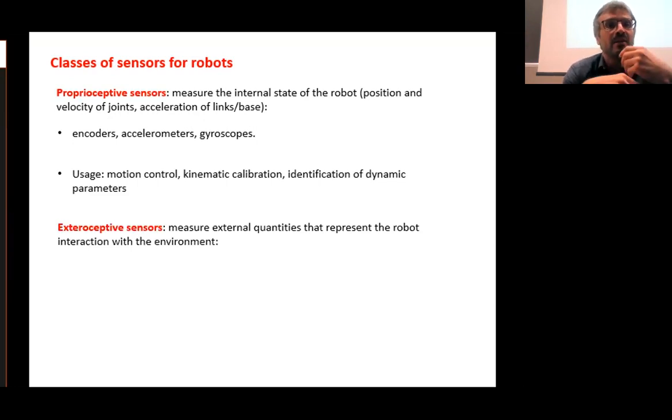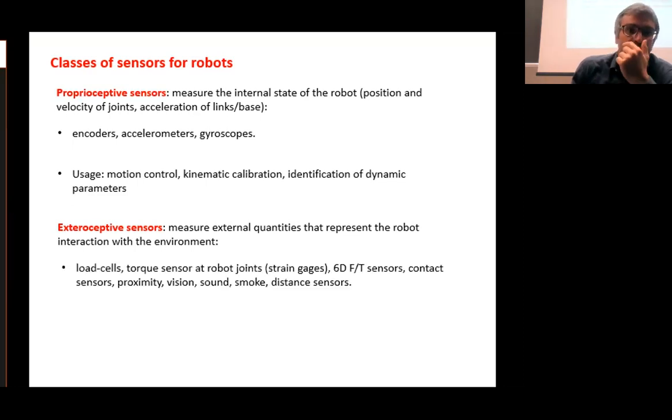Exteroceptive sensors instead measure quantities external to the robot that represent the interaction with the environment. This interaction can happen at different levels. For example, if we have a contact force, this will create some force at the joint level. At the joint level, we can measure the joint force through a torque sensor or a load cell. A load cell is used whenever we have a linear actuator, like a piston, and a torque sensor is used whenever you have an actuator coupled with a revolute joint, and it measures a moment at the joint.